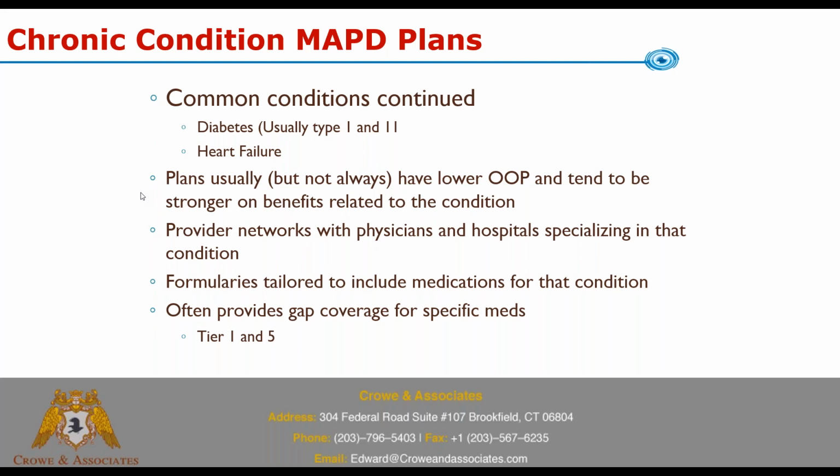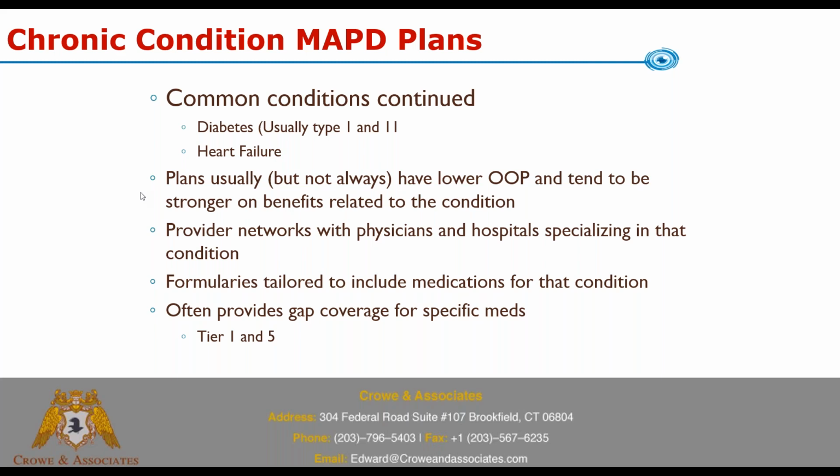Also on some of the plans, they'll usually have the standard provider network, but then they'll have additional specialty hospitals and physicians that specialize specifically in that condition. And then they almost always tweak the formularies to include extra medications or to better cover medications specific to that condition.